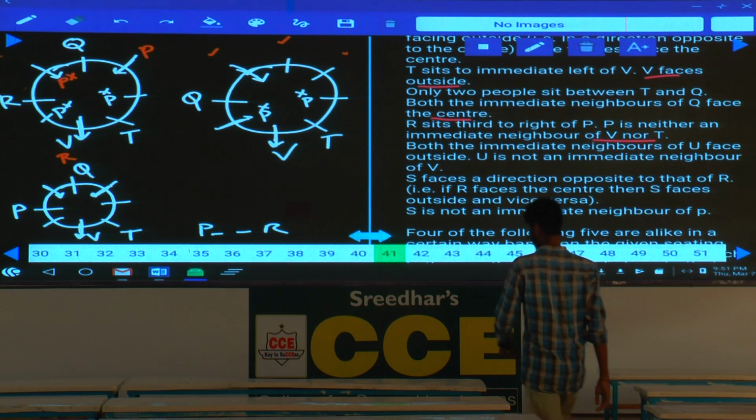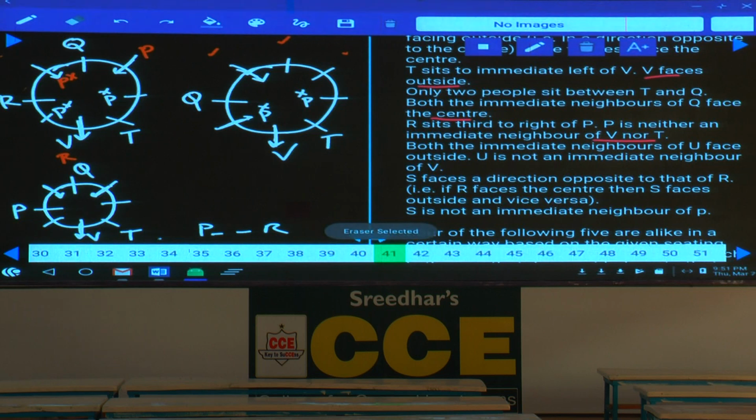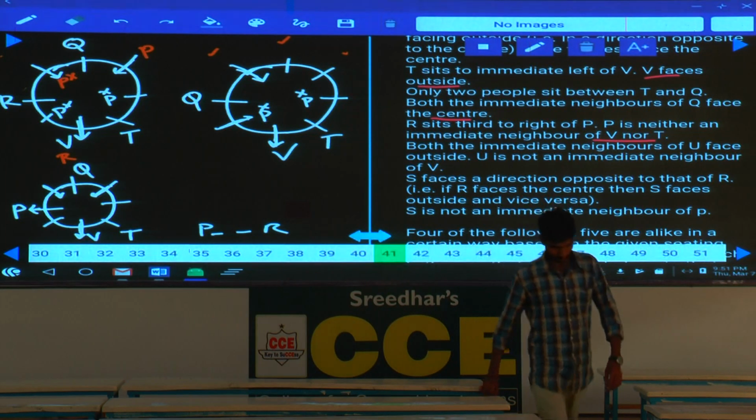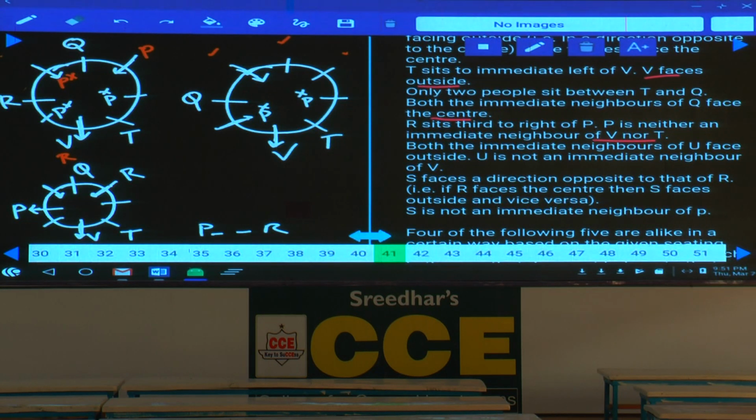Are you following this one or not? And similarly here, as P is here, now if P is facing the center, R and P must be in the same place, which is not possible. Hence, R cannot be at this place. Hence, P is not facing towards the center. Hence, P is away from the center. If P is away from the center, then R will be here. Are you following this one or not? Hence, R sits to the right of P.